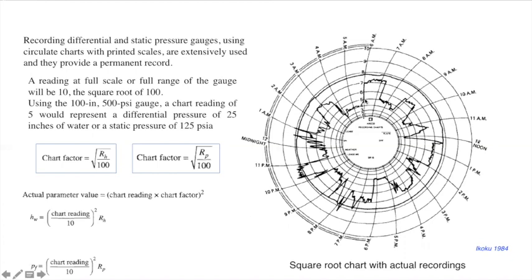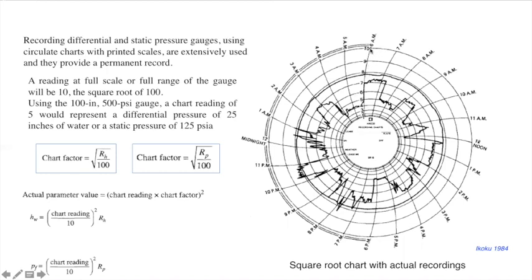So if you have somewhere here, that will represent a differential pressure of 25 and a static pressure of 125. Now this can be calculated using a chart factor. So we have defined the RH value. RH is your differential pressure range, the maximum differential pressure, which is 100 inches here. So 100 inches is RH.